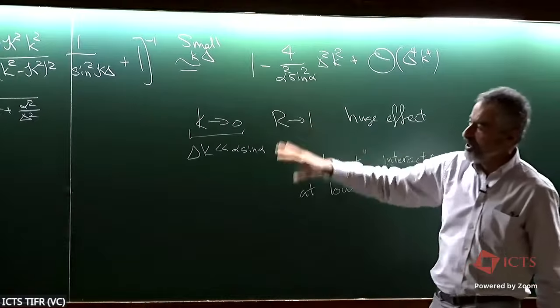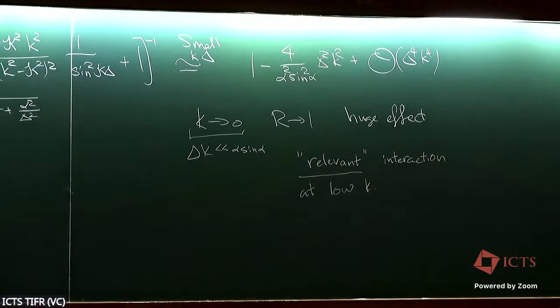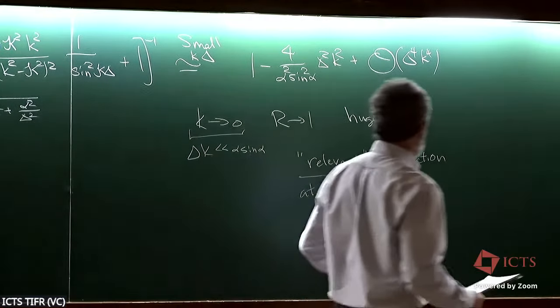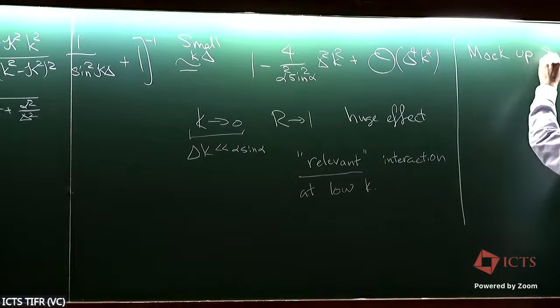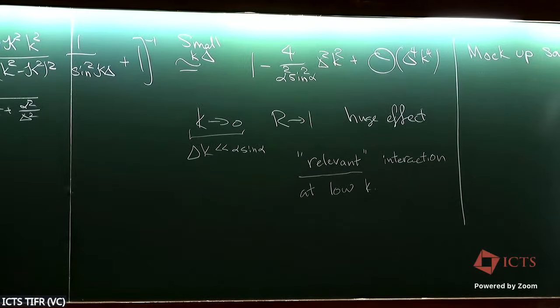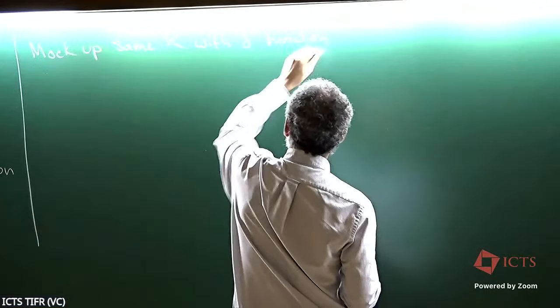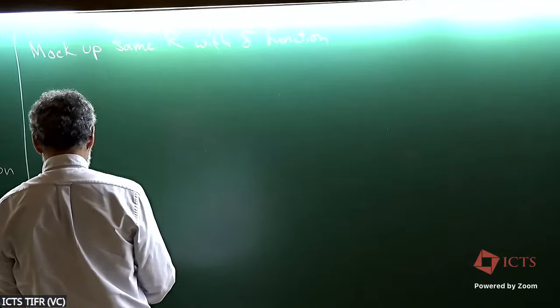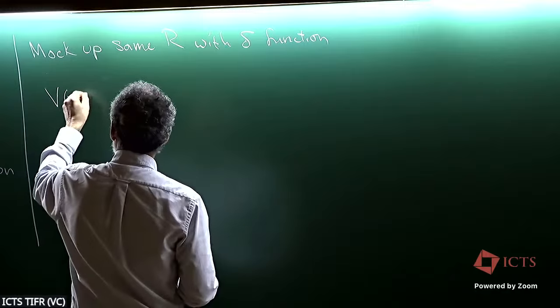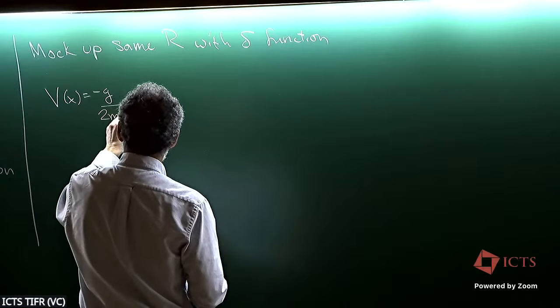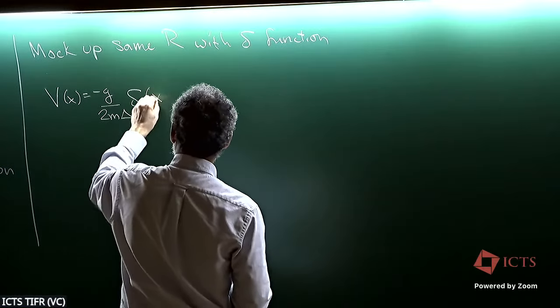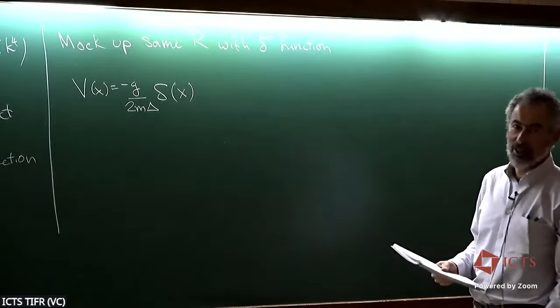So there's a whole family of potentials that will give me the same behavior at low k, where I can take this thing narrower and narrower and change the depth at the same time. And in particular, I can mock this up with a delta function. So with the delta function, what I do is I take V of x equal to minus g over 2m delta times a Dirac delta function at x. So I'm going to define my potential to be that.